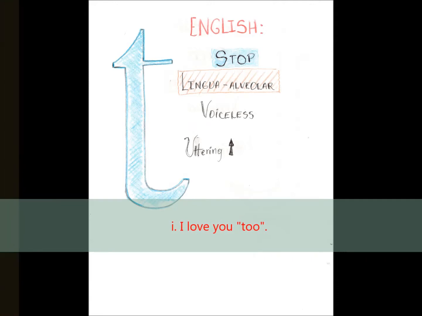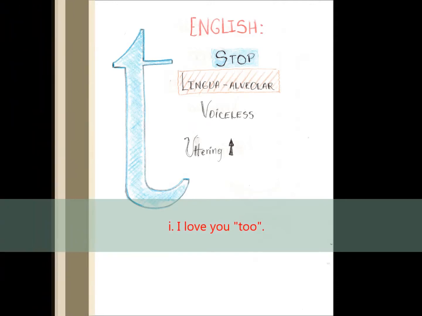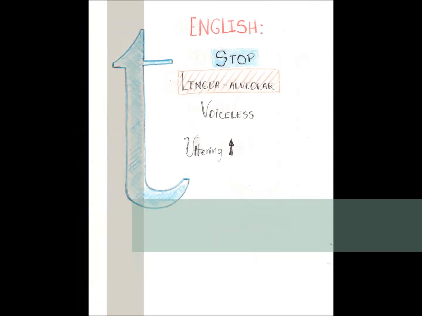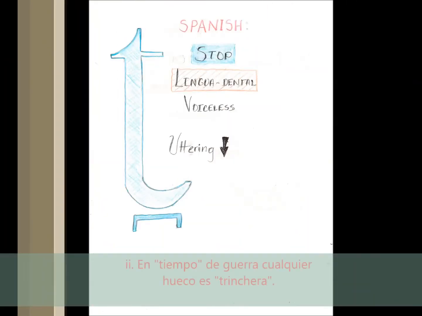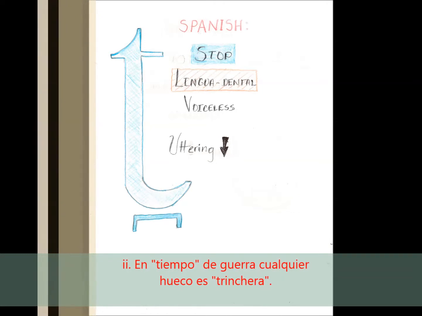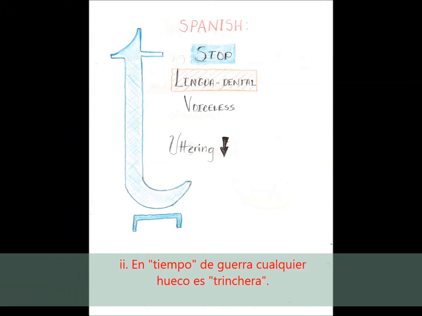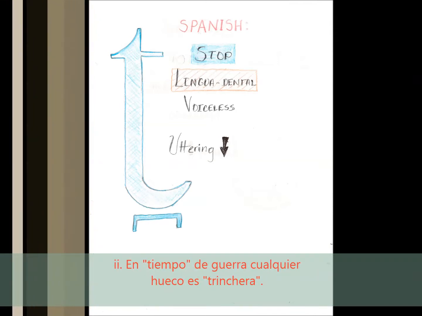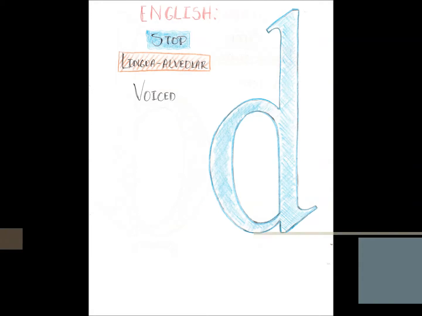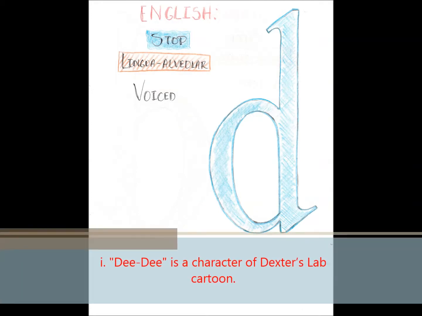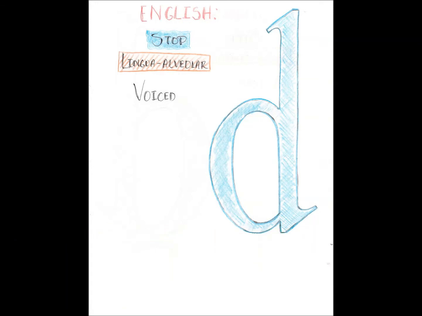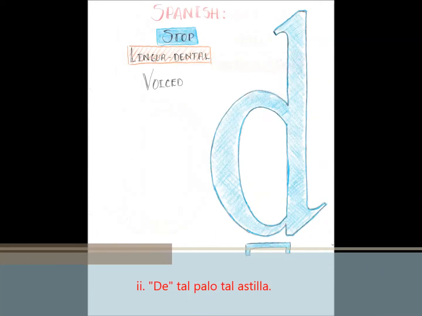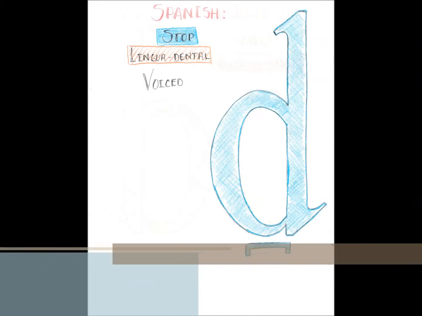With these phonemes, there is another difference. The first one belongs to English and the second one to Spanish. Both of them are stop and voiceless sounds, but one is lingualveolar and the other is linguodental. Moreover, in English the uttering is stronger. D is a character of Dexter's Lab cartoon, de tal palo, tal astilla. Both of them are stop and voiced sounds, but the English D is lingualveolar, whereas the Spanish D is linguodental and weaker.